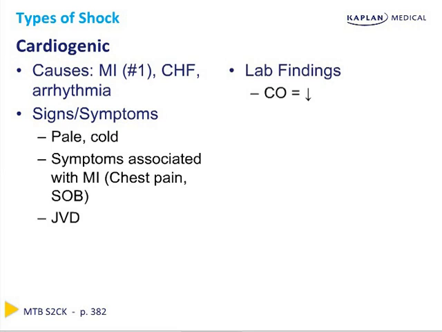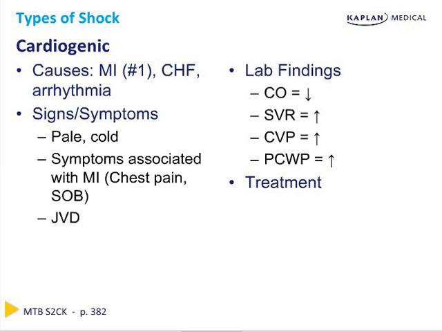By definition, cardiac output will be low and systemic vascular resistance will again be elevated due to vasoconstriction. But in this case, the central venous pressure and pulmonary capillary wedge pressure are elevated because the pumping function of the heart is failing, and thus blood is backing up into the lung vasculature, the right side of the heart, and the venous system.